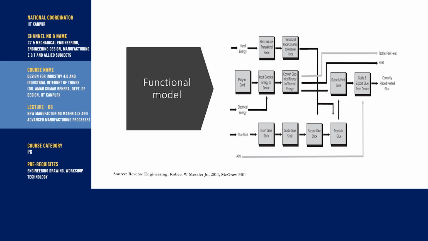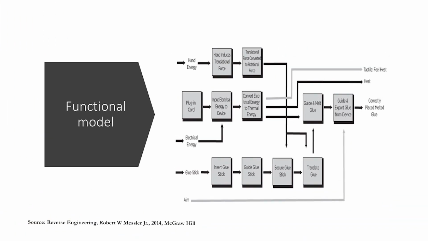From the energy that you apply with your hand, that induces a translational force in the glue gun, that is converted to a rotational force, which is then used to secure the glue stick and translate the glue. The electrical energy that you are getting through the plug-in cord is converted to thermal energy, that is melting the glue, and then it is going through to the guide in the glue gun, and then it is getting placed correctly. So, your hand is used to translate the glue and the electrical energy is used to melt the glue.